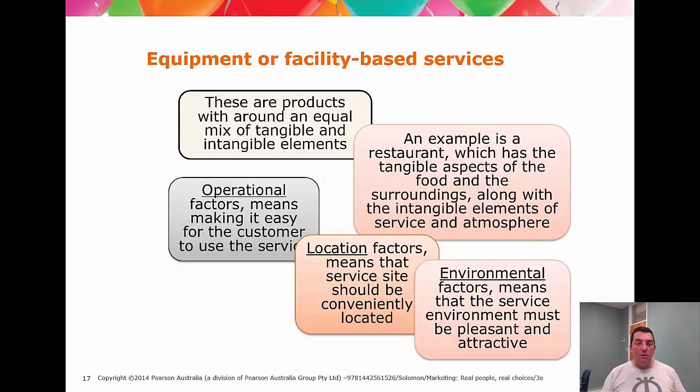In B2B marketing, we may have equipment or facility-based services where it's a big mix of tangibility and intangibility, but it's hard to, again, discern which one's dominant over the other. An example is a restaurant, which has the tangible aspects of the food and the surroundings, along with the intangible elements of service and atmosphere.